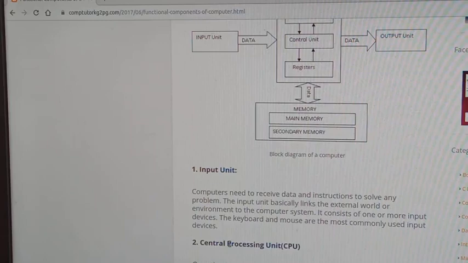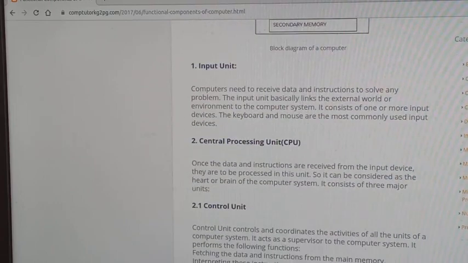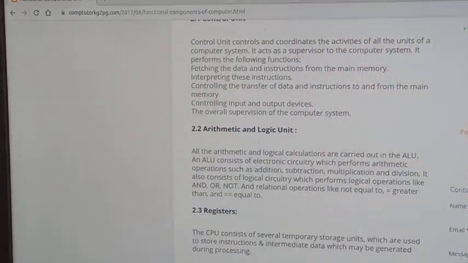So the second one is called the CPU. Once the data and instructions are received from the input devices, they are to be processed in this unit. So it can be considered as the heart or the brain of the computer system. It consists of mainly three major units. First one is called control unit. I explained what I mean by control unit. So the CPU contains the control unit, arithmetic logic unit, then registers, and the memory unit also.